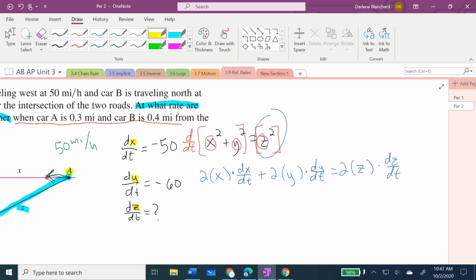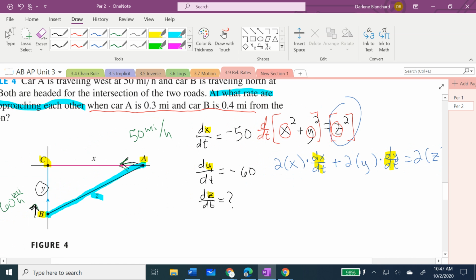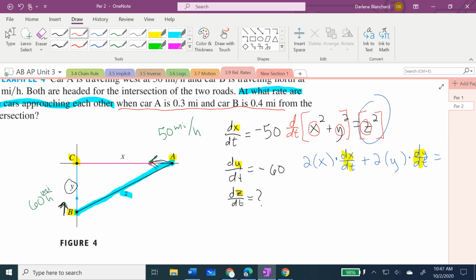Okay, now what information do we have? We were given dx/dt and dy/dt. And from there, we're supposed to find dz/dt. That means I still have yet to figure out what x, y, and z are. This is when I hit the "when" information. The when information tells me when car A is 0.3 miles away from the intersection, and when car B is 0.4 miles away from the intersection. Anyone feel a 3, 4, 5 coming on?